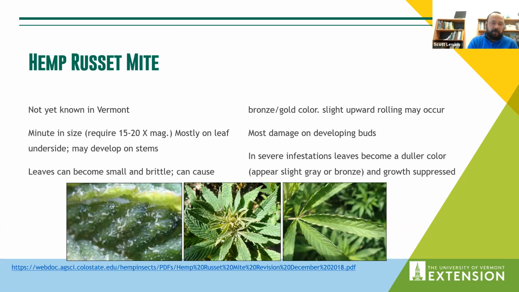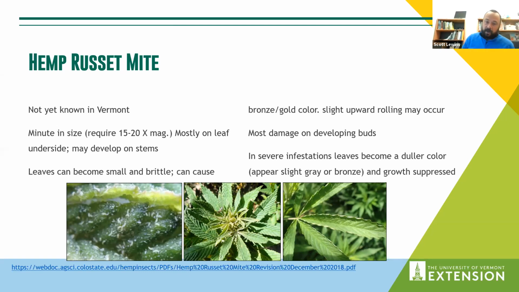So these are really, really, really small. Again, mostly on the underside. They can develop on the stems. The leaves, excuse me, can become really sort of brittle and start to break. And then you'll also sometimes see the uprolling.